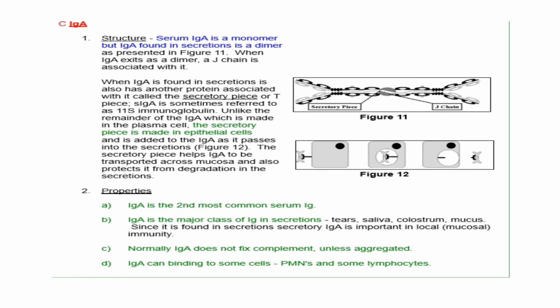Immunoglobulin A is the second most common serum immunoglobulin, usually after the IgG antibody. Immunoglobulin A is the major class of immunoglobulin in secretions, like tears, saliva, colostrum, and mucus. Since it is found in secretions, secretory IgA is important in local immunity. Normally, IgA does not fix complement unless it is aggregated. Immunoglobulin A can bind to some cells like neutrophils and some lymphocytes.